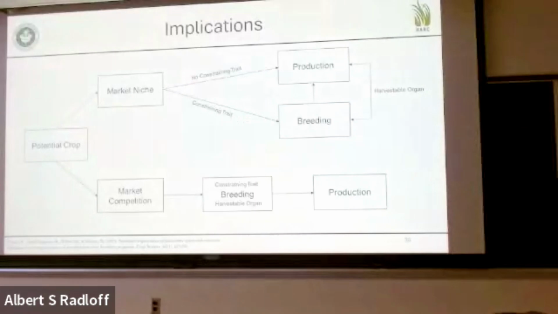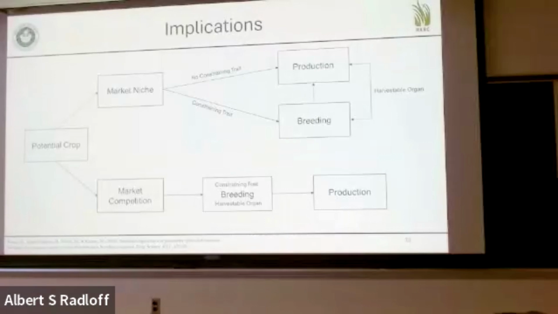And so some of these implications, I mentioned it earlier, we have a potential species that we want to domesticate and introduce into production onto farmers' fields. And sometimes you can identify a market niche, and that's the ideal situation. And if there's no cultivation constraining trait, then in reality, you can shift right into production. And you can begin just breeding for the harvestable organ. If you have a constraining trait, you'd likely want to fix that within your population if it was something like seed shattering or a branching trait you didn't like. And then you can begin breeding for the harvestable organ.